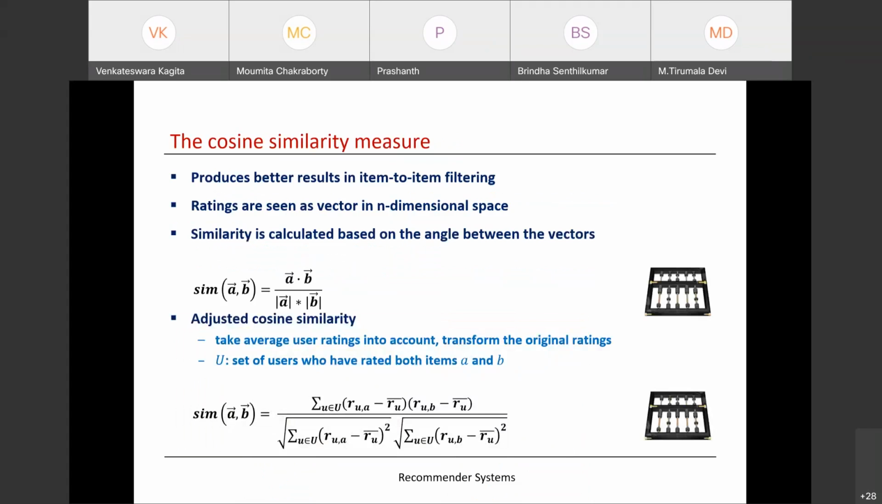Here cosine similarity produces better results in the case of item-to-item filtering. Ratings are seen as vectors in n-dimensional space, and similarity is calculated this way. This is cosine similarity, after adjusting it for this particular application. The only thing that changes is that here it is calculated column-wise. Sorry, I told you in reverse: for user-based it is calculated row-wise, and here it is column-wise.